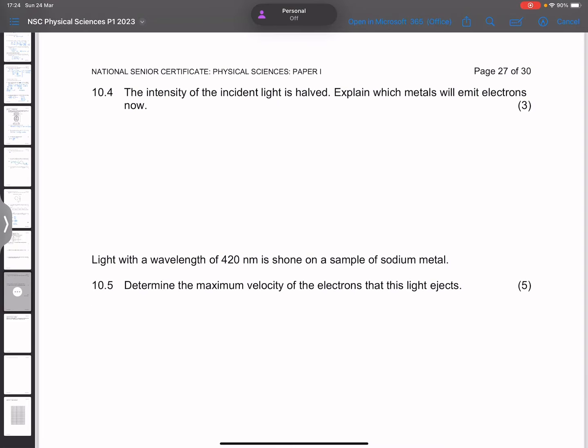They say to us the intensity of the incident light is halved. Now note they are changing the intensity. Explain which metals will emit electrons now. The moment that we halve the intensity, remember that intensity does not have anything to do with the energy of the photon. So we'll still be able to emit the same ones, but what will be different? The only thing that will be different is the number of electrons emitted per second.